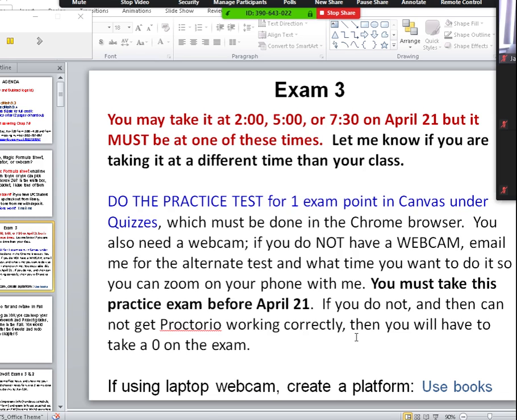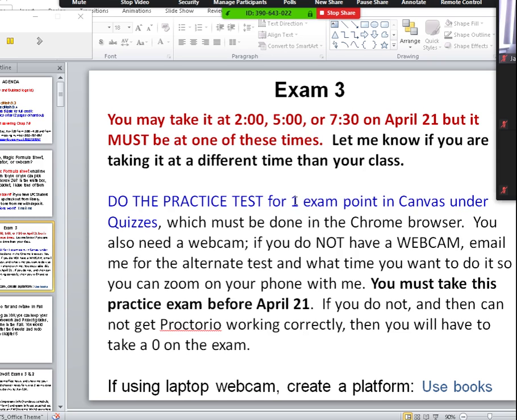Right, so now that you have to take this exam, I don't have any sort of variability on these times. It has to be one of these times on this date. There isn't any flexibility with this situation we have in front of us. But if you want to take it at a different time than your class, let me know, because you have to be in that Canvas site, so I'll have to add you to that class's Canvas. And again, you have to do the practice exam.